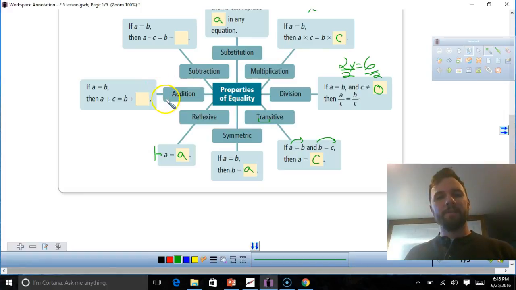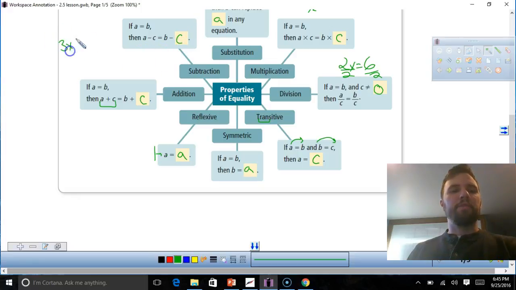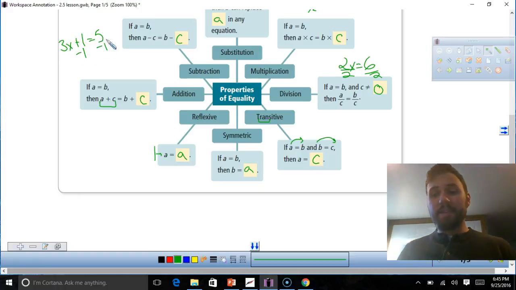Addition property. If A equals B, if I add C to one side, I can add C to the other. Same as subtracting. Again, if you have 3x plus 1 equals 5, have you been subtracting 1 from both sides for years? Yeah, you have. You just haven't been calling it the subtraction property of equality.